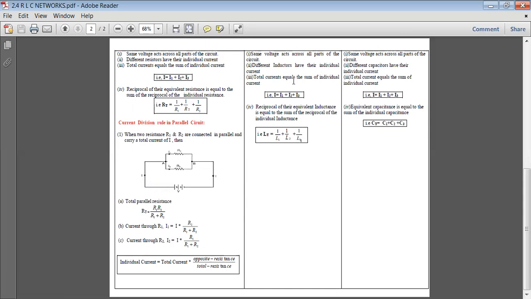Different inductors have their individual current, same thing. If you get a junction for any element, either it is R, L, C, if you get a junction, the current is going to divide.